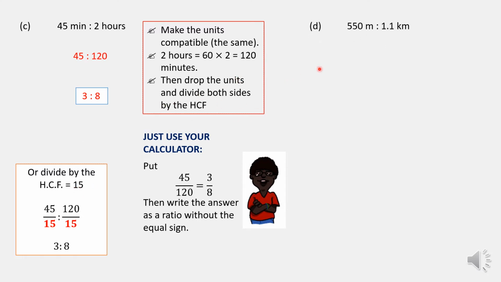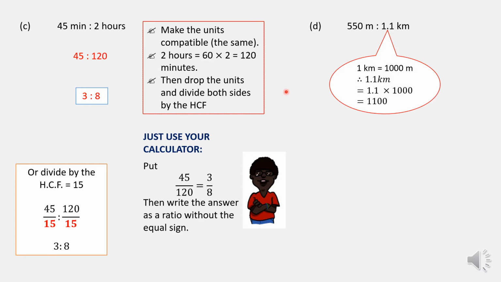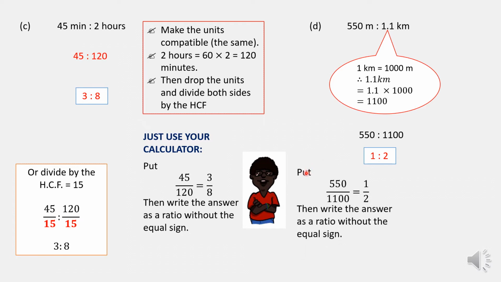All right, there's another similar one here. You have got 550 meters to 1.1 kilometers. No, kilometers and meters are not the same thing. So I would suggest that one changes kilometers to meters, and 1 kilometer is 1,000 meters. So therefore, 1.1 kilometers is 1,100 meters. Right, so no units here, so now I can start simplifying or grab the calculator, and you realize that the simplest form of the ratio is 1 to 2.